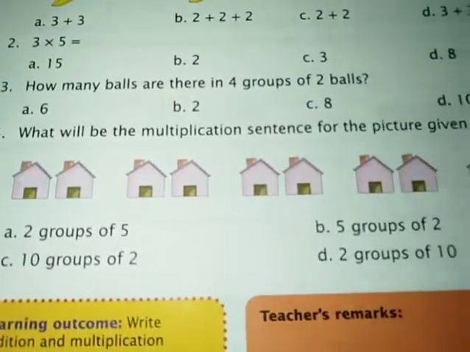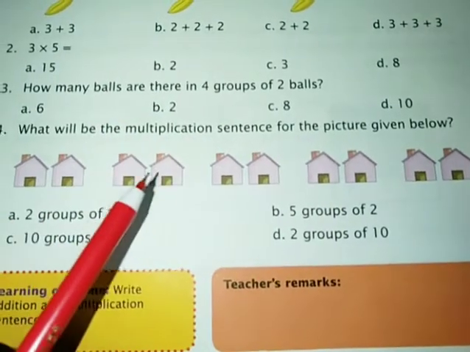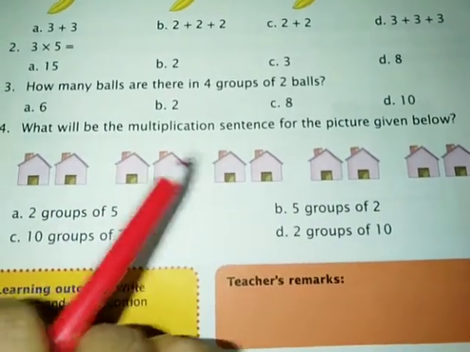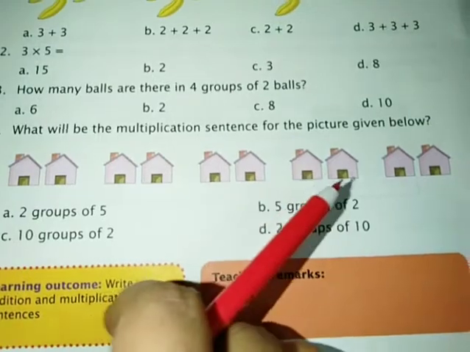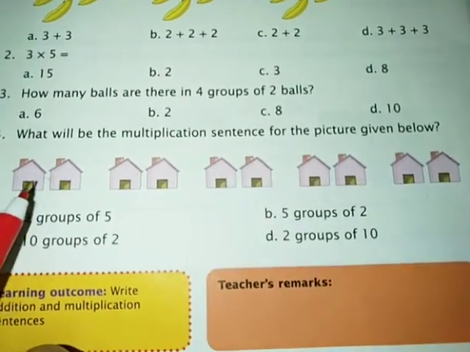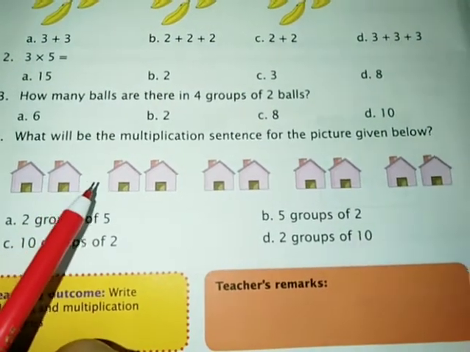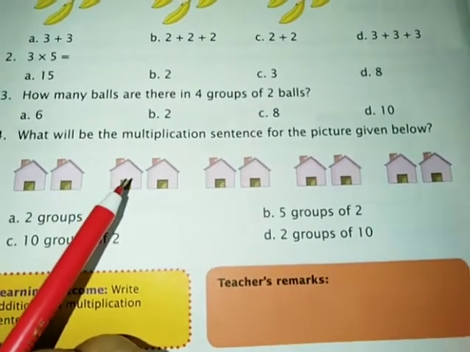Number 4. What will be the multiplication sentence for the picture given below? Over here you have to create the multiplication sentence, not the multiplication fact. We can see here pictures of some houses given, and the houses are also kept in groups. 2 houses in a group. These 2 houses are close by, so these 2 are in a single group. Here a distance is maintained to show the difference between the 2 groups.